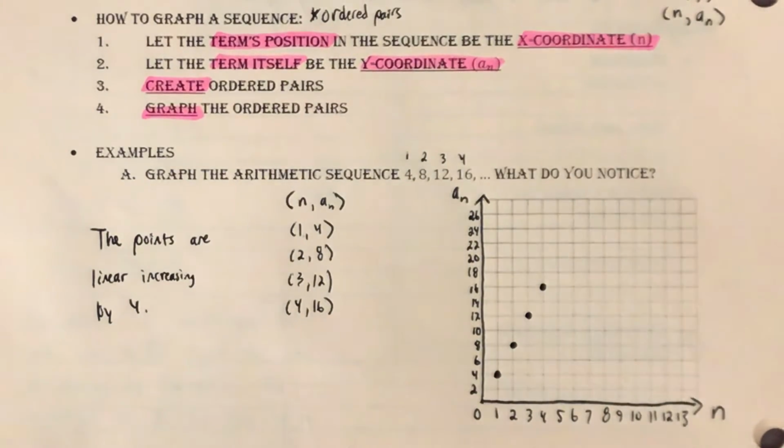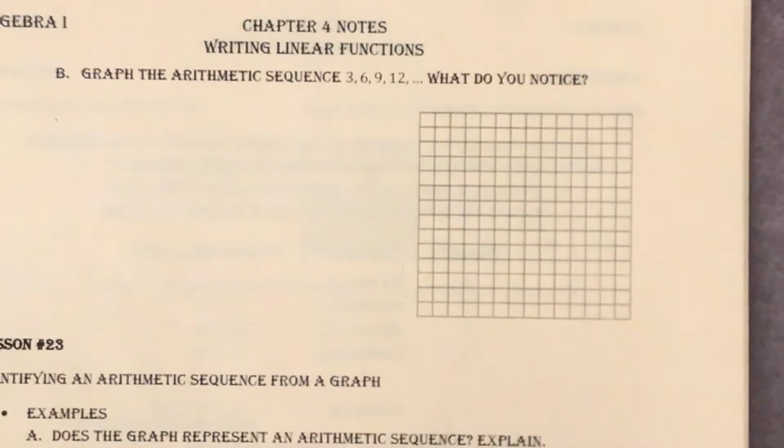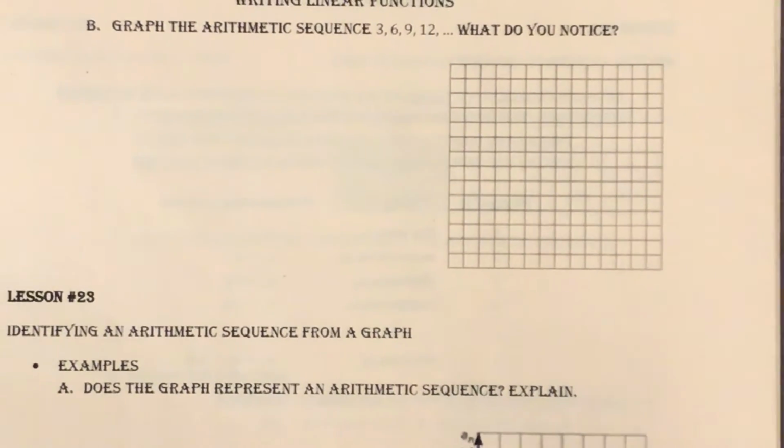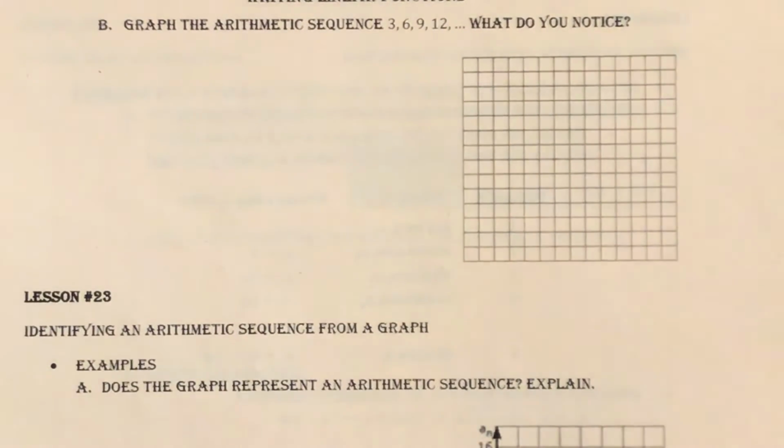All right, well, I'd encourage you to try example B, so flip your paper over. There's one more example there at the top. I'd encourage you to try that on your own, then check your answer with mine. So example B says graph the arithmetic sequence of 3, 6, 9, 12, and then tell what you notice. When I look at this, again, I need to determine position in the sequence to get my x-coordinate, also known as the n-coordinate. I need to determine the number itself to figure out my y-coordinate, or the a of n.